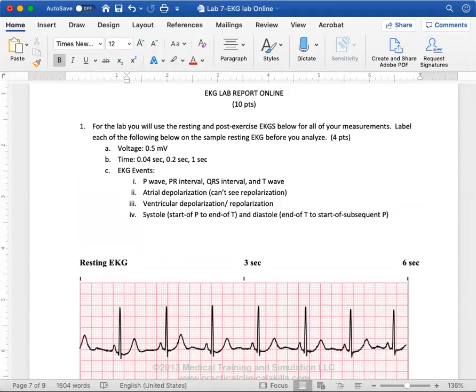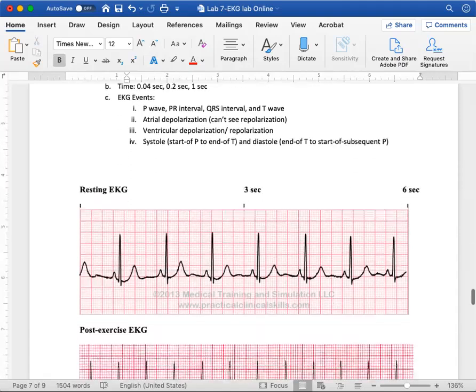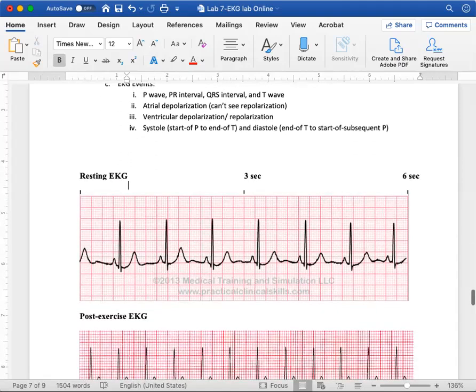0.04 then, do you see these itty bitty boxes in here? Each one of those itty bitties is 0.04, okay? The P wave, so let me show you where the P wave is for this one. So here's your P wave for your resting, your QRS, and then your T wave is right there. Then the next P, QRST, P, QRST.